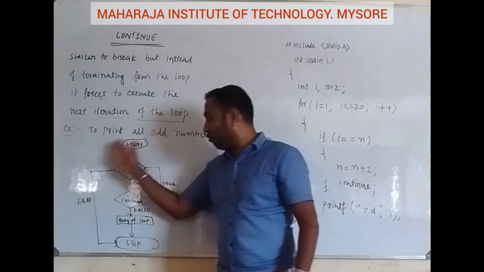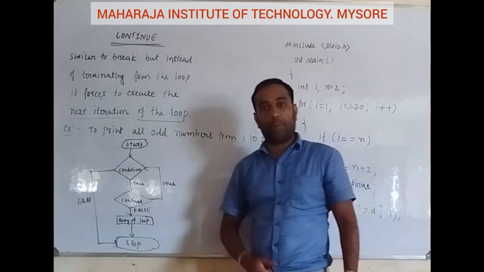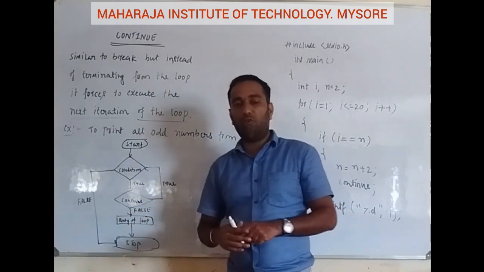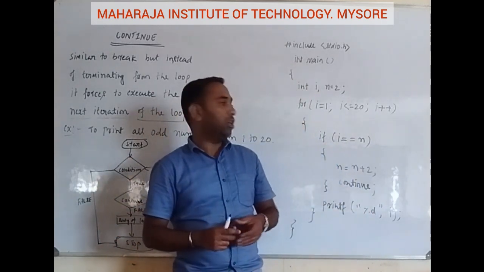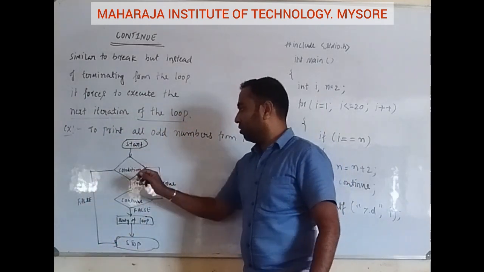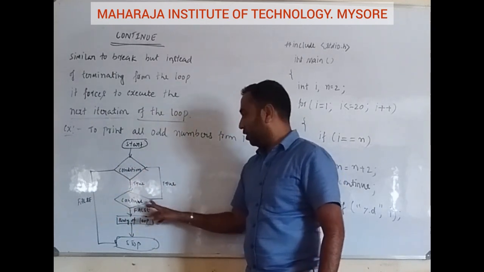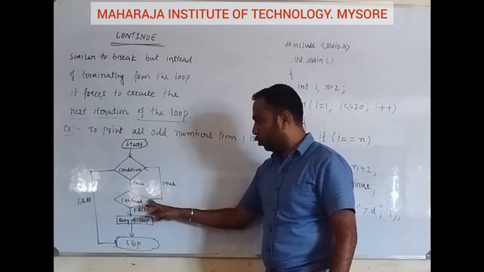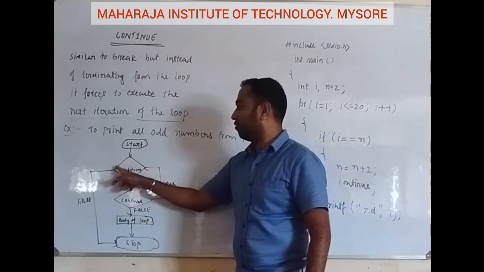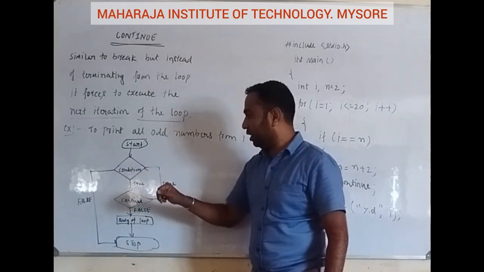Here I'm going to draw a flow chart of how the continue statement works in the C programming language. First we'll see the flow chart, then I'll explain how the continue statement executes using a simple program. First, check the condition. If the condition is true, then we come to the continue statement. If the continue statement executes, it will not terminate the loop. It will execute the next iteration, checking the next condition of the loop, instead of terminating.